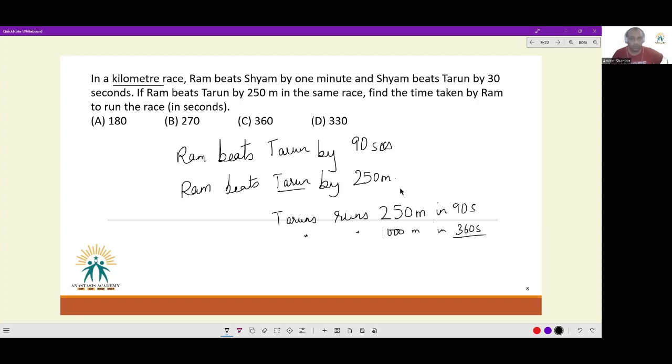And we also know Ram beat Tarun by 90 seconds. So Ram himself would have taken 270 seconds, 90 seconds less than Tarun. Find the time taken by Ram to run the race. The answer will be option B, 270 seconds.